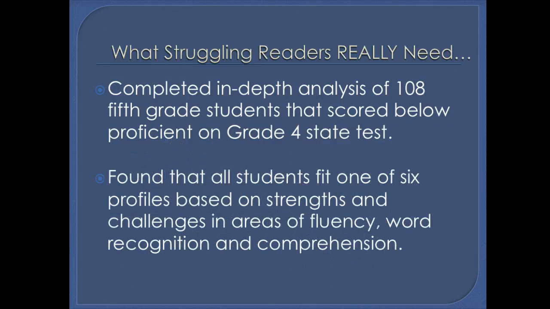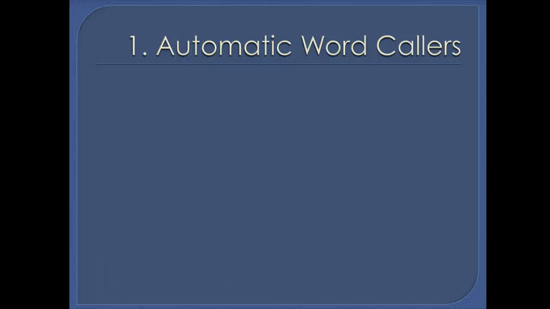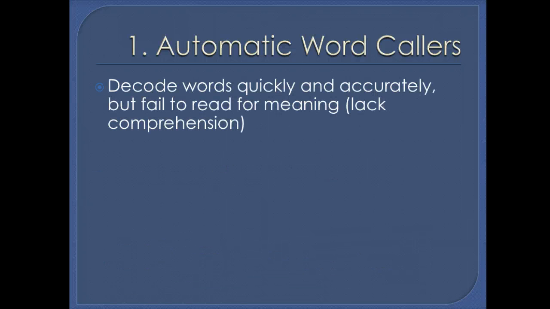So what they found was that all students fit one of 6 profiles based on strengths and challenges in areas of fluency, word recognition, and comprehension. And I'm giving you a very abbreviated summary of the article, so please make sure you do read it to have a thorough understanding of what I'm talking about. So the first profile was the automatic word callers.